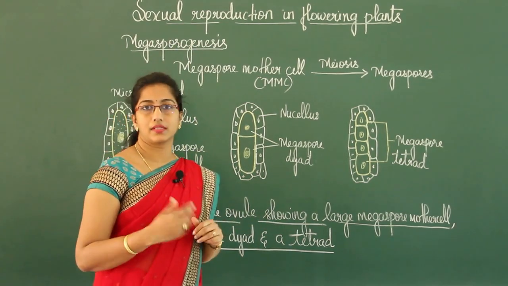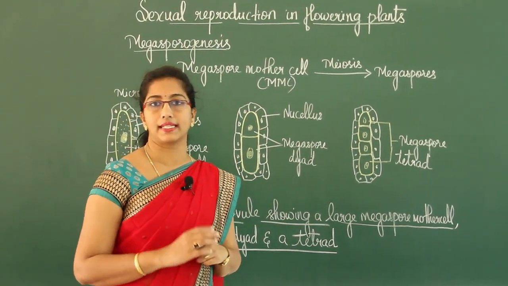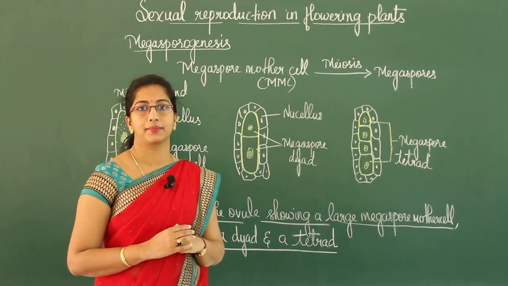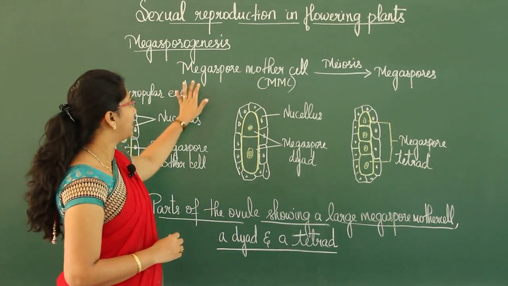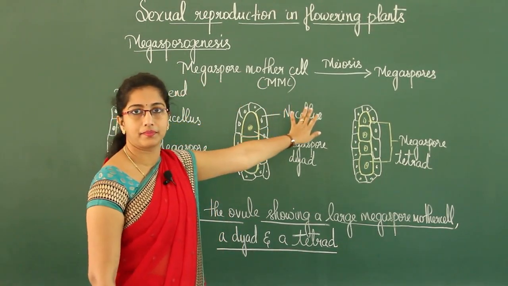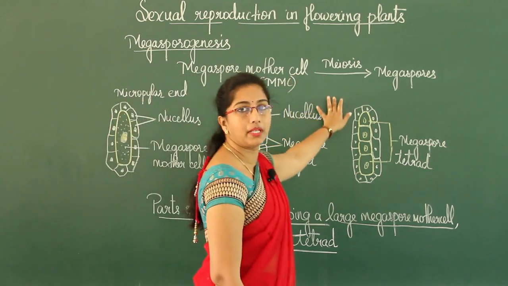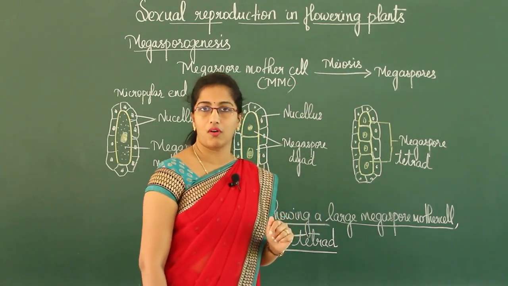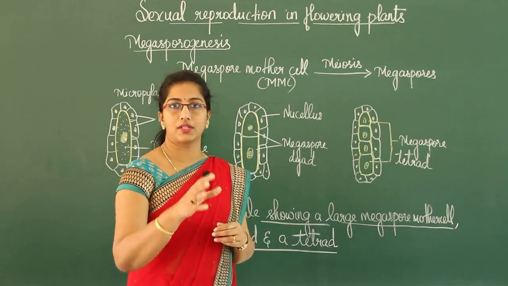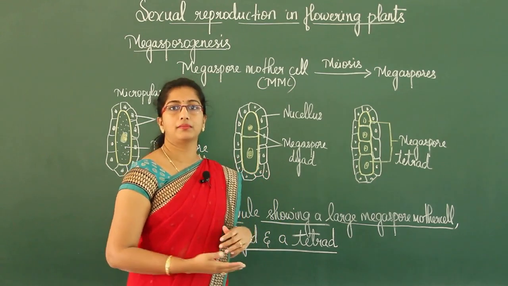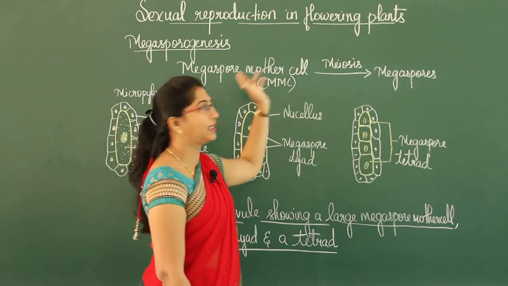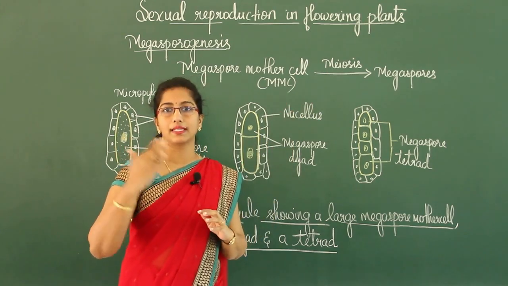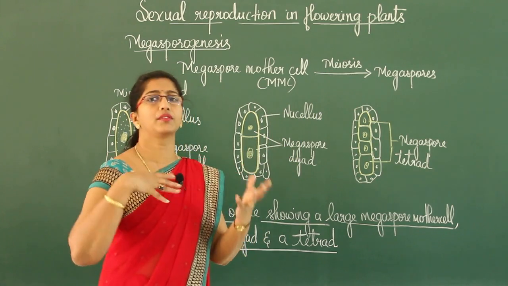Next we are studying Megasporogenesis. Now what is Megasporogenesis? It's a 1-mark question. So we say the megaspore mother cell undergoes meiosis and produces megaspores, or you can also say it the other way: production of megaspores from the megaspore mother cell through meiosis. This process we call Megasporogenesis.